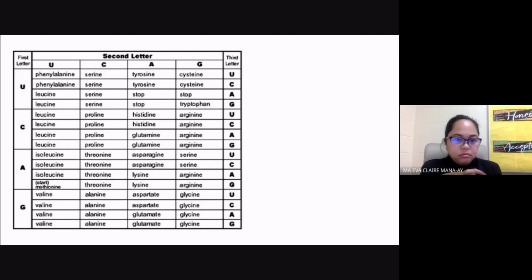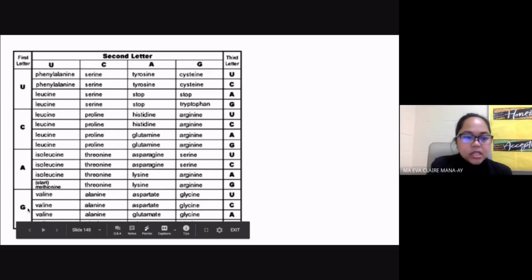Now what if you are looking for GAU? What's GAU? Donovan says aspartate. Adriana says aspartate. Zaria, the same thing. So again, we are looking for GAU. This is G, first letter G, second letter is A, and third letter is U. So that's correct. That should be GAU, aspartate.